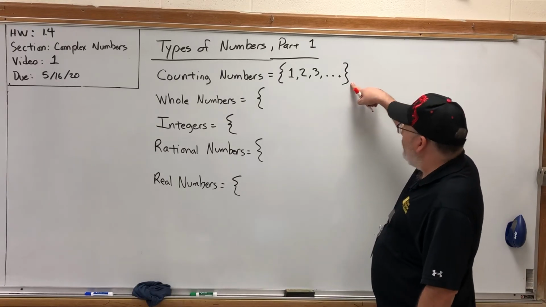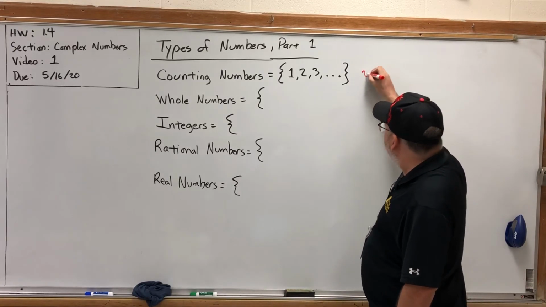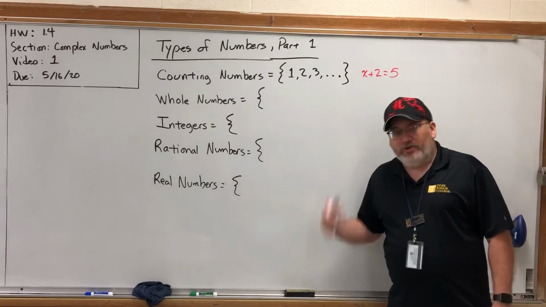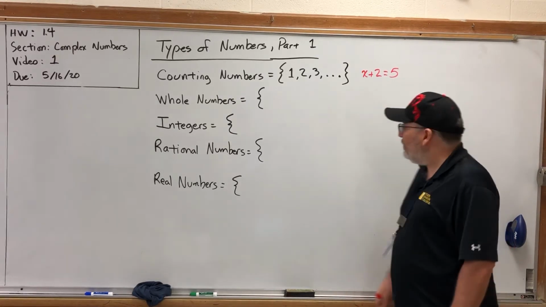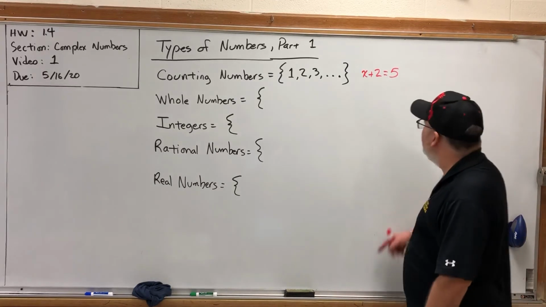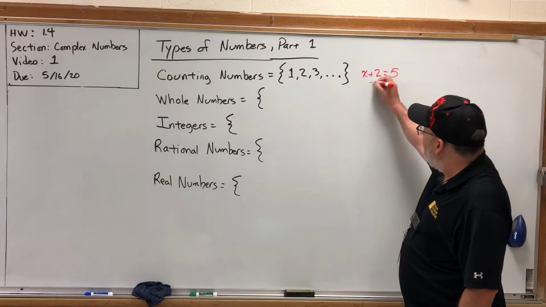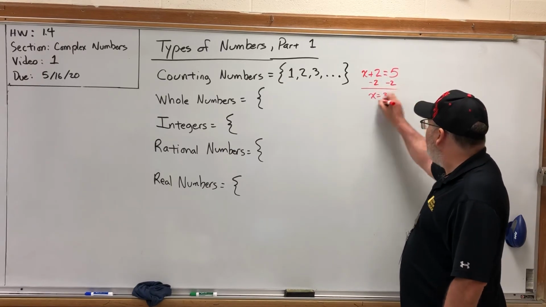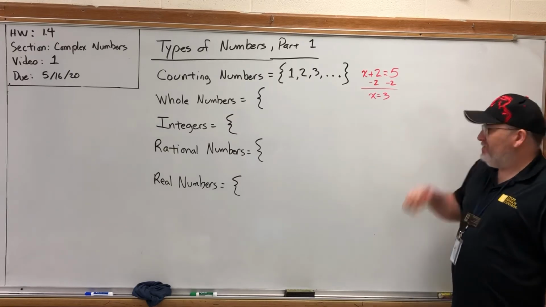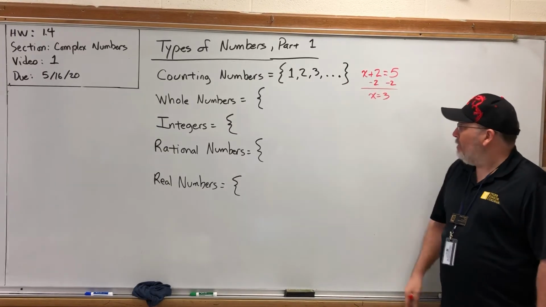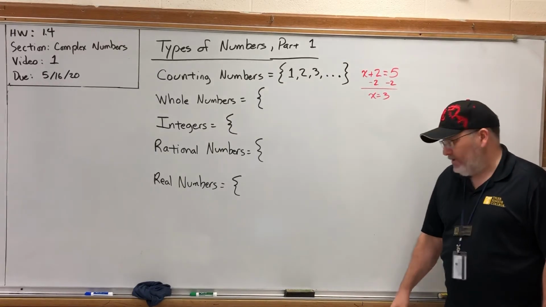So if we create a problem using counting numbers like x plus 2 is equal to 5, I'm assuming that you know how to solve this. There are some basic algebra skills you're expected to know coming into this class. I'm assuming all of you know that one way to solve this is to subtract 2 from both sides and get x equals 3. So this is an example of an equation that was made using counting numbers, and its solution is also a counting number.